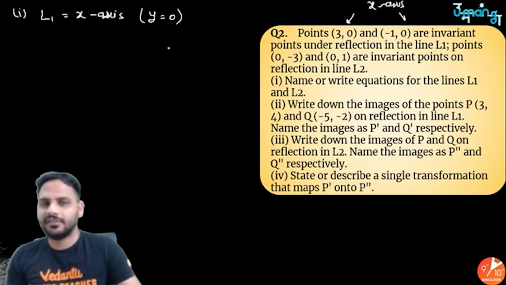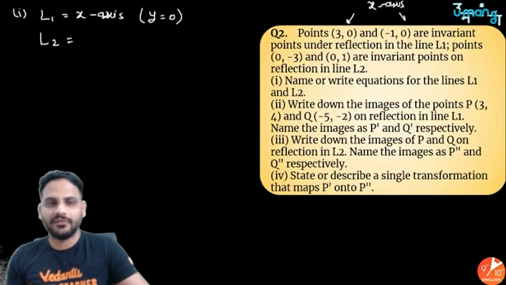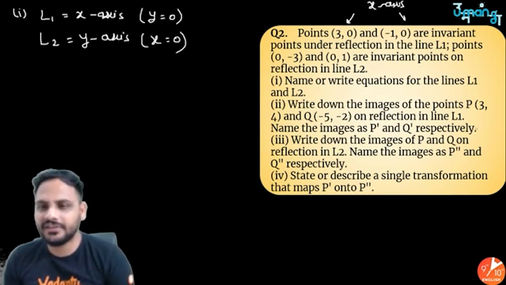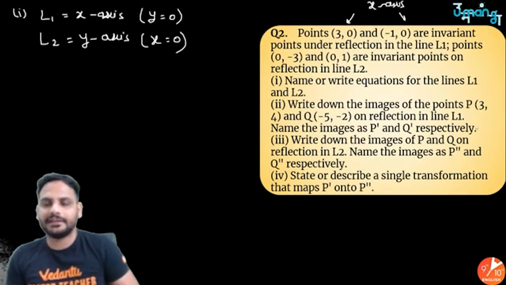Similarly, (0, -3) and (0, 1), these are the points on y-axis and they are invariant. That means I am doing the reflection under y-axis. So y-axis will be the line. Equation of y-axis is x equal to 0. Simple. Next part, write down the images of the point P and Q on reflection in line L1.